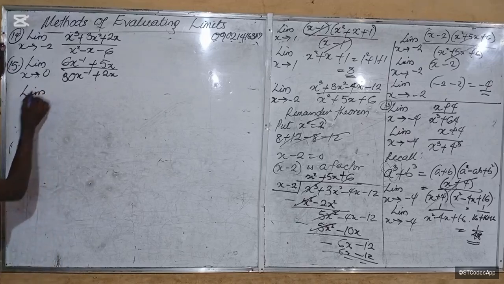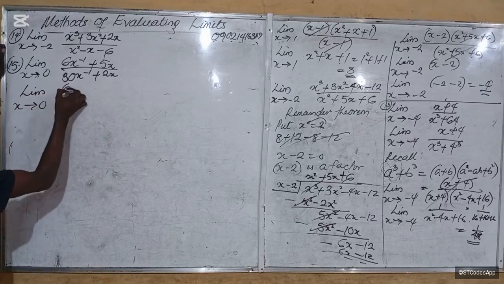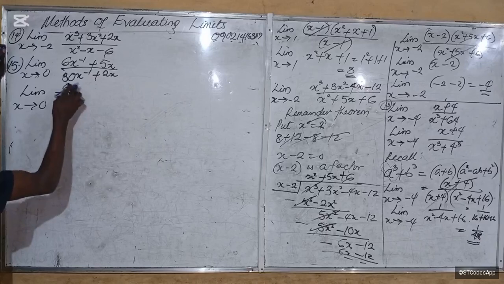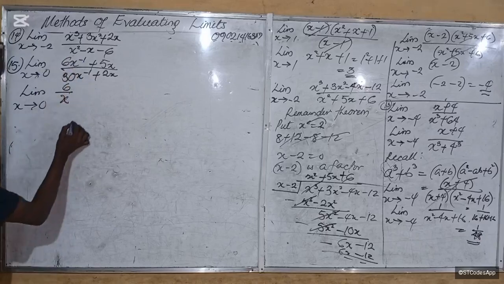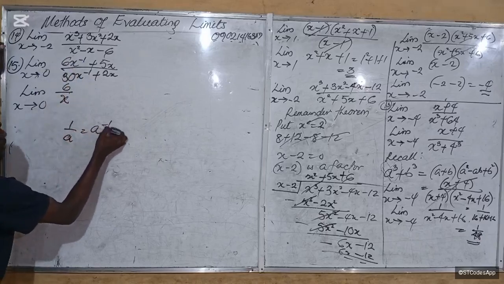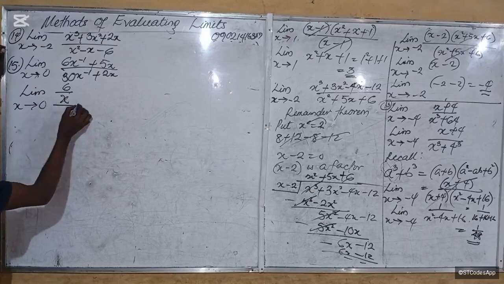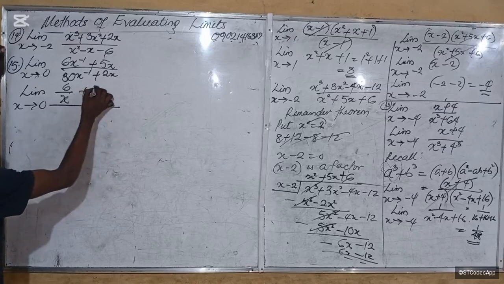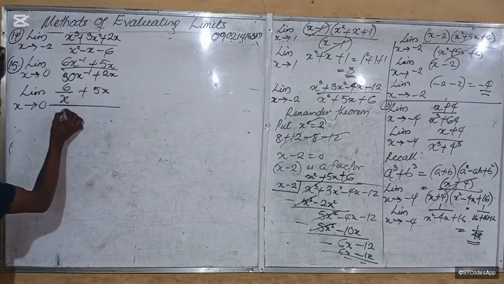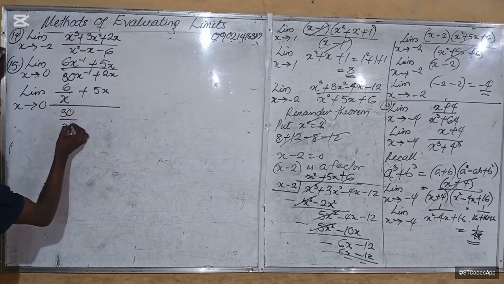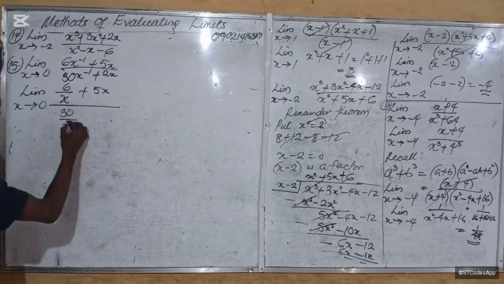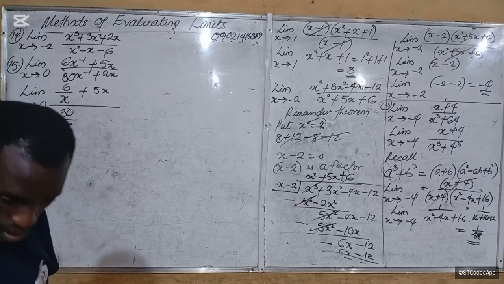Let's do this. The limit as x approaches 0 of 6 over x, that's the meaning of 6x to the power minus 1. If I have 1 over a, it is the same as a raised to minus 1. So that's what I just did. So all over 6 plus 5x, all over 30 over x squared plus 2x. I hope it's 30, not 3. Let me be sure first. Yes, 30.